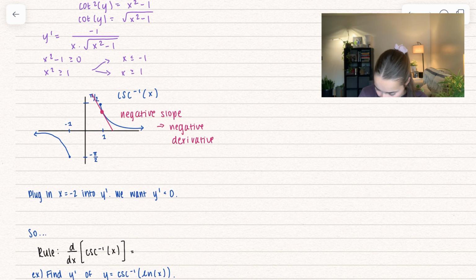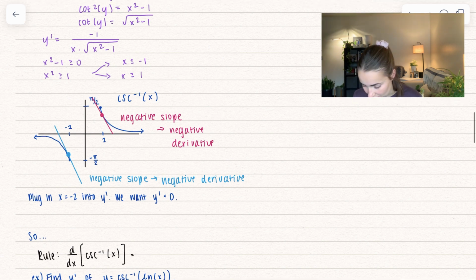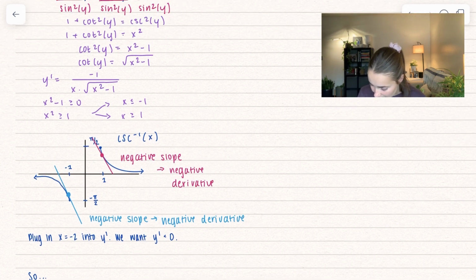So let's look similarly on this side, right? If I were to find the tangent line right here, it would look something like this, which again has a negative slope, which means the same thing, that we need to have a negative derivative. Alrighty, so let's go ahead and think about this in terms of our derivative y prime. If I were to plug in a positive number, so right here and right here, I would end up with a negative value because we have this negative 1 right here. So I already know when I plug in a positive value, I'll get a negative output. But what happens when I plug in a negative value?